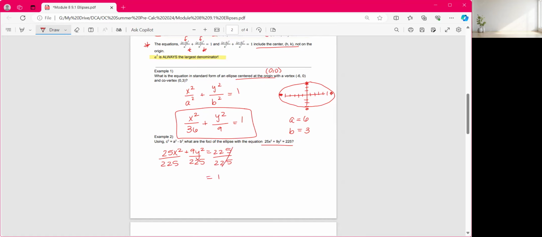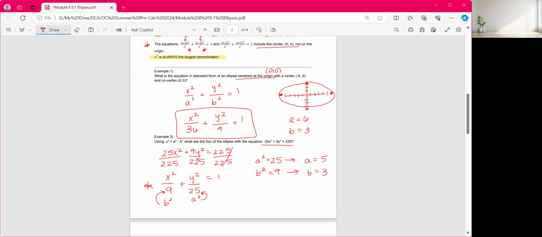And then I've got these fractions to reduce. 25 over 225 is 1/9. So I have x squared over 9. And then 9 over 225 is 1/25. So I'll have y squared over 25. And so here's our equation, which is really helpful, because then that tells me here's my a squared, because the a squared is always the largest number, and then here's my b squared. So I have a squared equals 25. Then I can write down my a is 5, my b squared is 9, so then I know my b is 3.